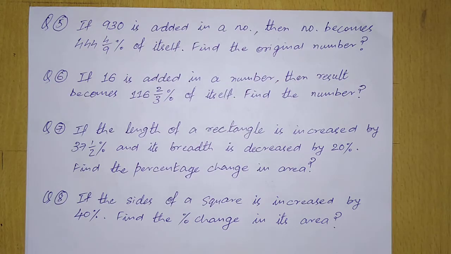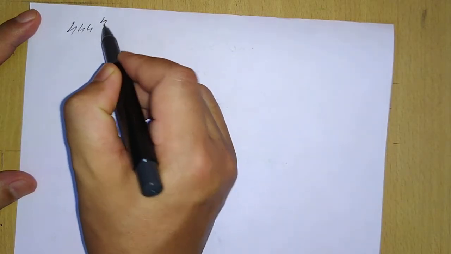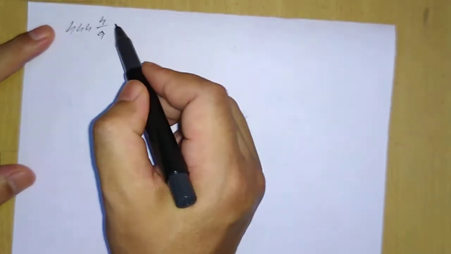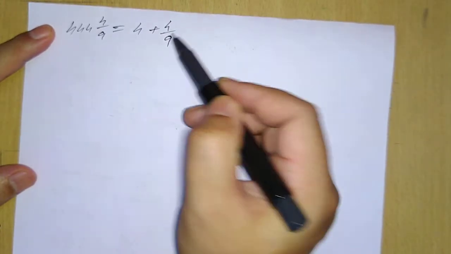Question number 5. If 930 is added in a number, then number becomes 444 4 by 9% of itself. Find the original number. So it says if 930 is added in a number, then number becomes 444 4 by 9% of itself. 444 4 by 9%. Now this we can directly write as 4 plus 4 by 9.